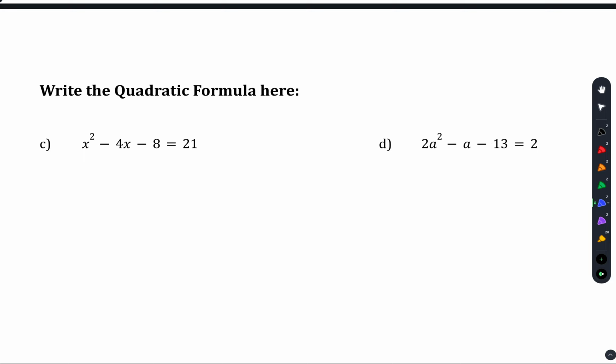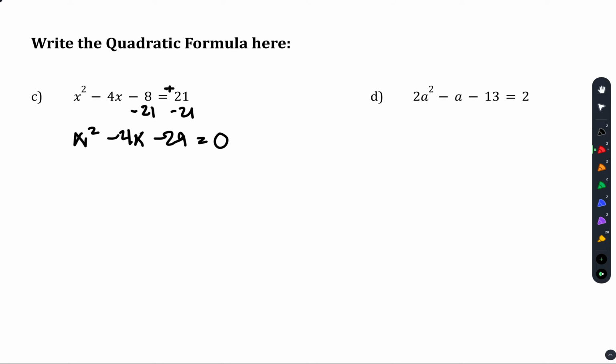Am I ready to solve this equation? What do I have to do to it first? We got to subtract 21 from both sides. I know I'm subtracting because no sign means it's a positive. So this is x squared minus 4x minus 29 equals 0. I need to find A, B, and C. What's A? What's B? What's C?